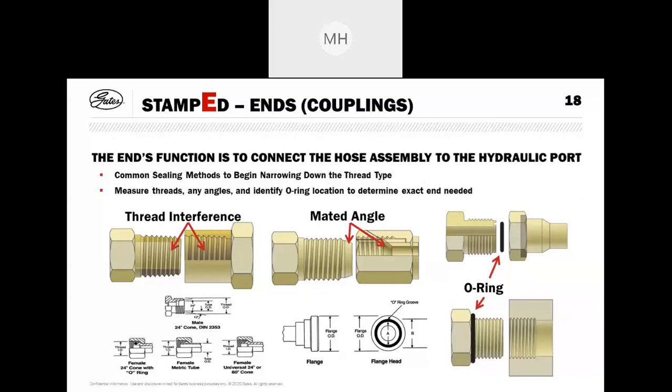Now, as we say, we're seeing more and more of those. They're based on a metric thread pattern, and the sizes are based on metric threads or the tube OD. So it's something which does take a little time to get around, because they have also what you call a light series and a heavy series. Obviously, the light series does the lower pressures, heavy series does the increased pressures.